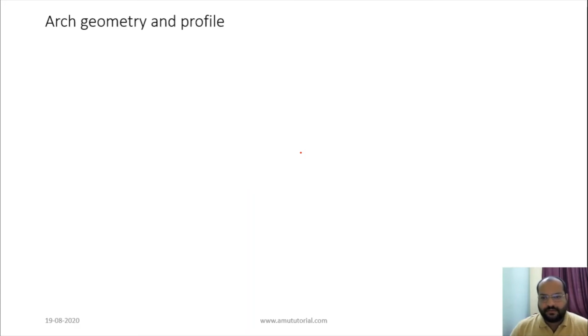So up till here we have discussed the basic definition of an arch dam. Now we will be focusing on the arch geometry and its profile.